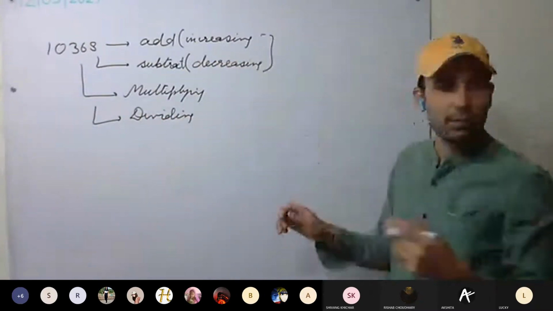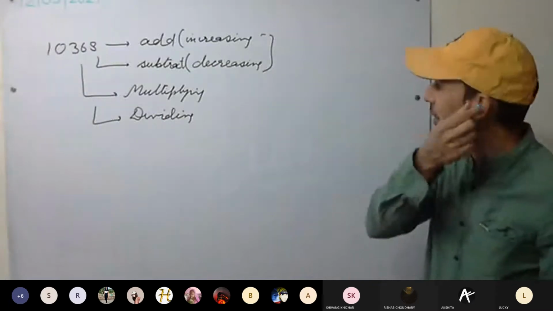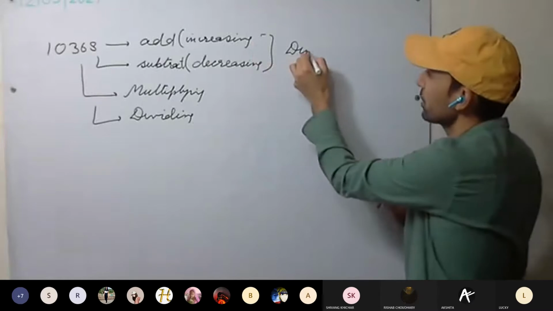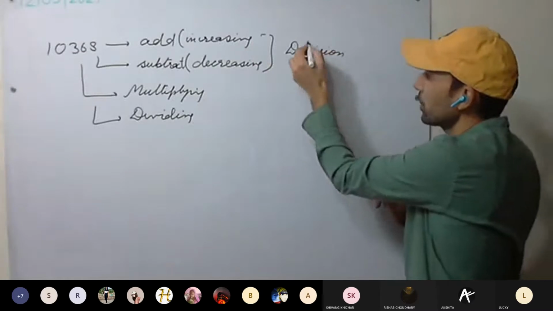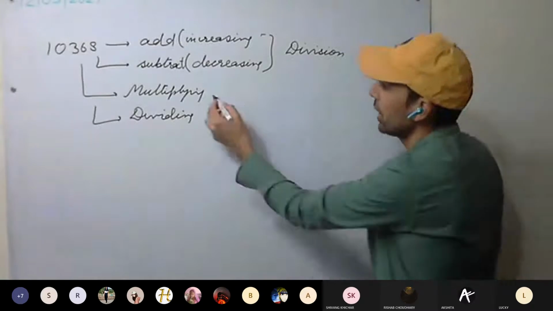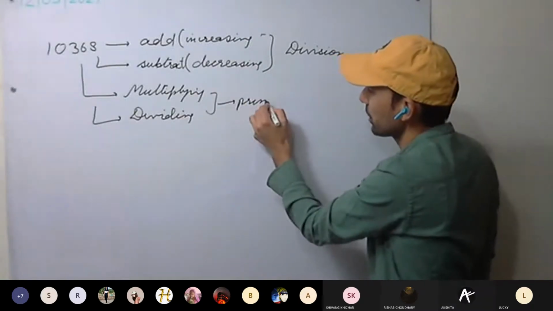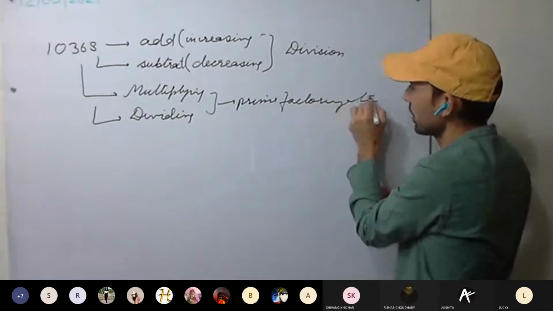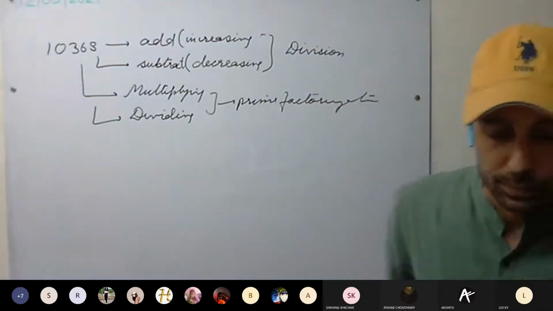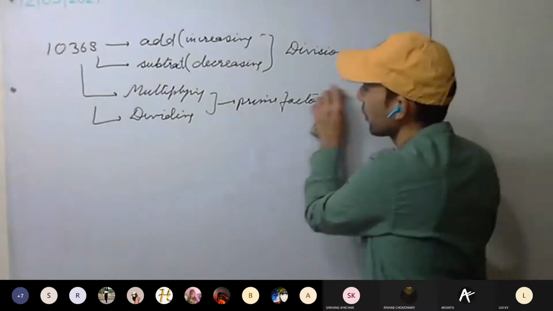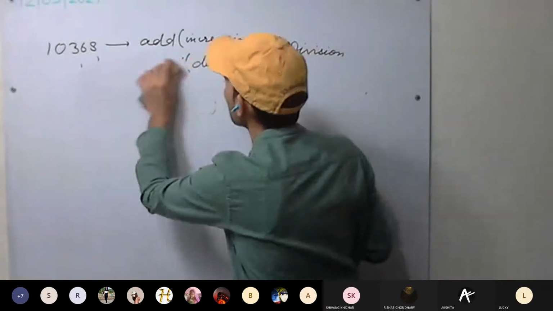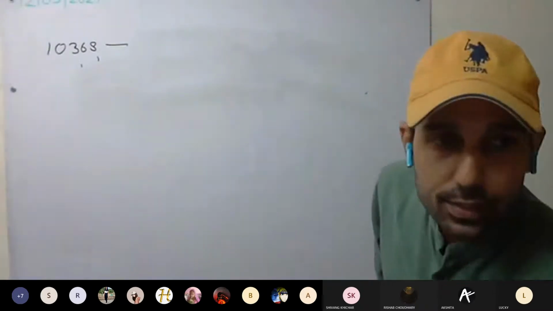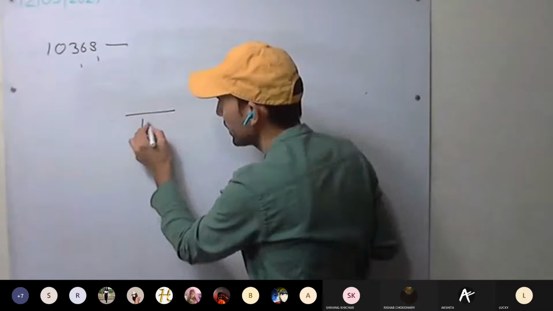So for adding and subtracting, we need the remainder, increasing or decreasing. So which method will we use? Which method have we used? The division method. And for multiplying and dividing, the prime factorization method. So by the division method, what was the remainder we got? 167. At last we got 167.